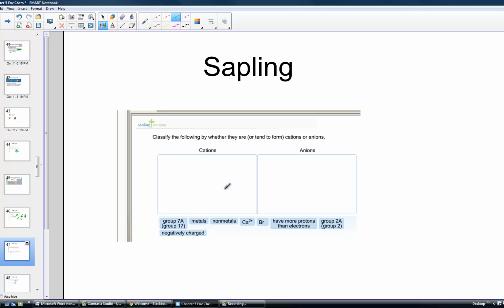Classify each of the following. Are they anions or cations? Remember, cations are positively charged and anions are negatively charged. We know that metals will form positive ions and nonmetals will form negative ions. Positive ions are called cations. Negative ions are called anions. If we have more protons than electrons, we know that we would end up with a more positive charge. And if they're negatively charged, we know that there's more electrons than protons.